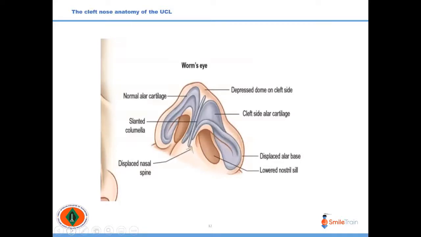This is a schematic presentation of cleft anatomy. We see the depressed alar cartilage. In this diagram, we don't see the separation because they have put a septum there, but there's a separation of the cleft side lower lateral cartilage from the non-cleft side lower lateral cartilage.